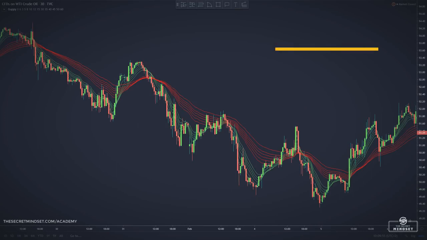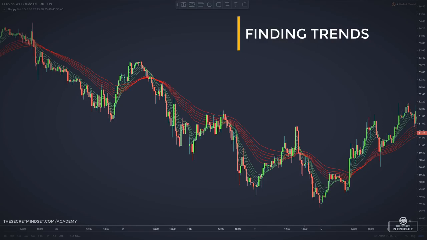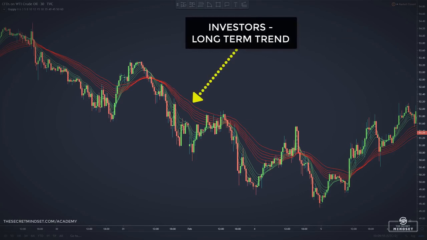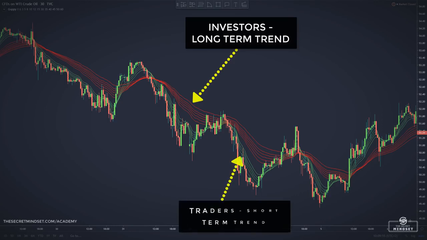So the GMMA attempts to identify trends by combining two groups of moving averages with different time periods. The longer-term EMAs represent the interest and behaviors of investors that have taken a long-term approach to a given market. The short-term EMAs represent traders or speculators who are attempting to capture short-term profits.